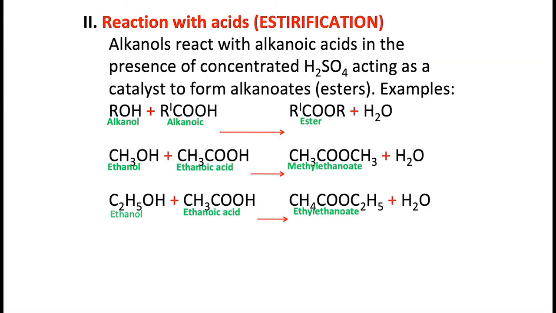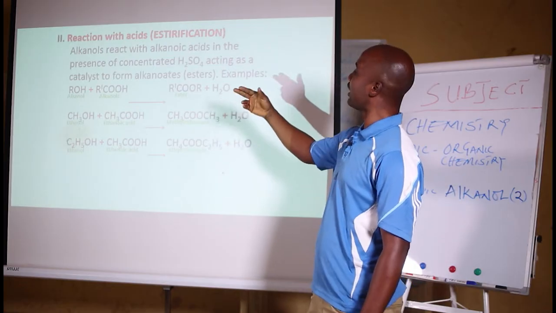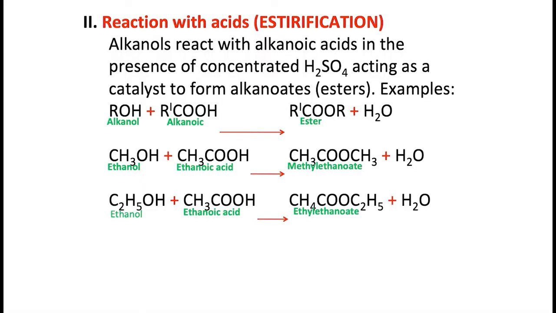Now, the alkanol reacts with the alkanoic acid in the presence of concentrated tetraoxosulfate VI acid acting as a catalyst to form an alkanoate. Remember I said another name for alkanoates is esters. An example is an alkyl group with OH, which is the alkanol, then an alkyl group with COOH, which is the alkanoic acid, to give you an alkyl group, COO alkyl group. That is an alkanoate plus water.